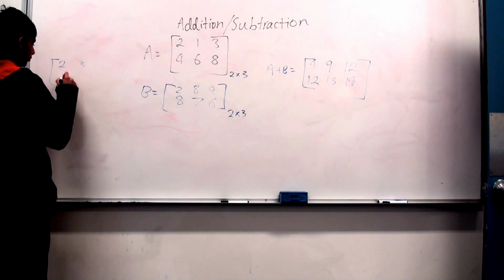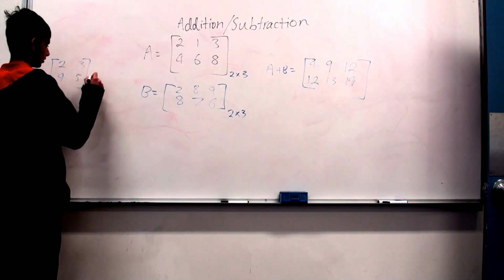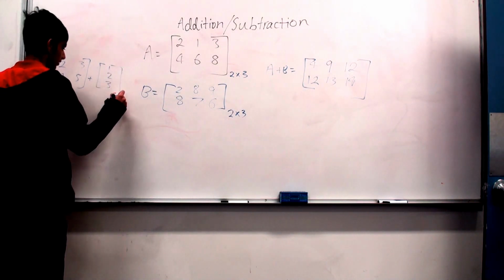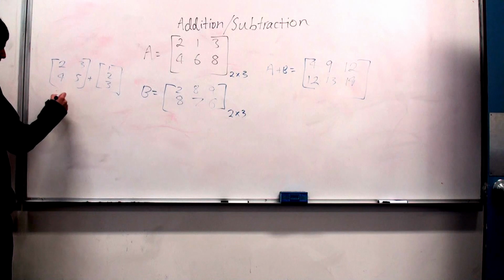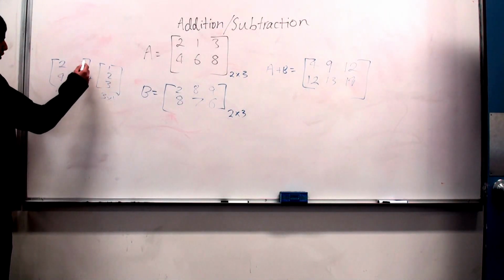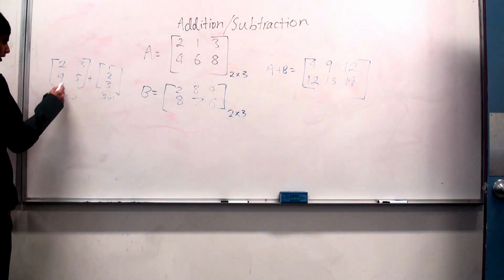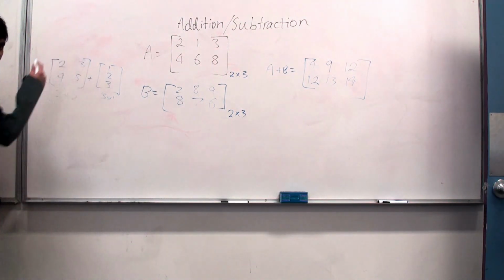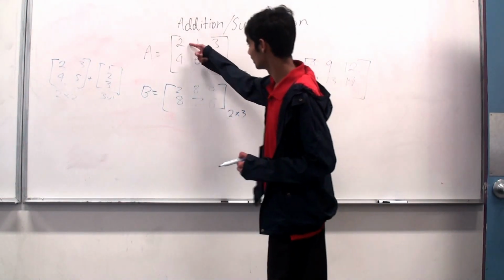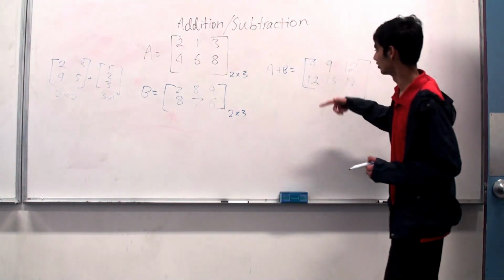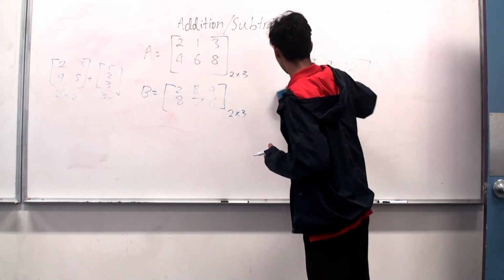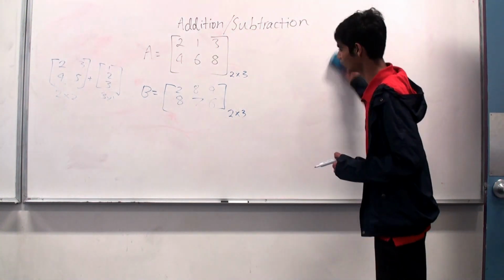You can see why addition with different dimensions doesn't work. So 2, 3, 4, 5 plus 1, 2, 3 isn't defined because they have different dimensions. This is a 2 by 2 matrix, this is a 3 by 1 matrix, and there are no corresponding elements for this row and this column. Subtraction works on the same principle: you subtract the corresponding entries to get the results. So that should cover all of that.